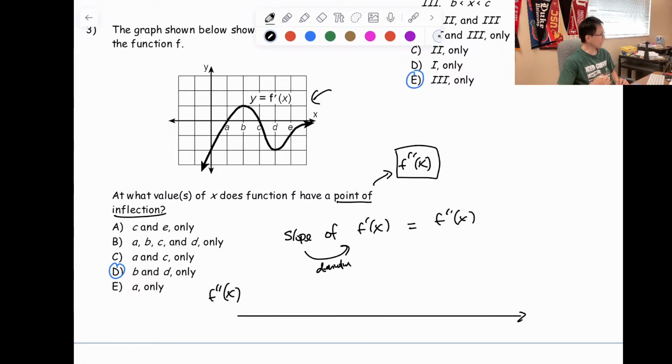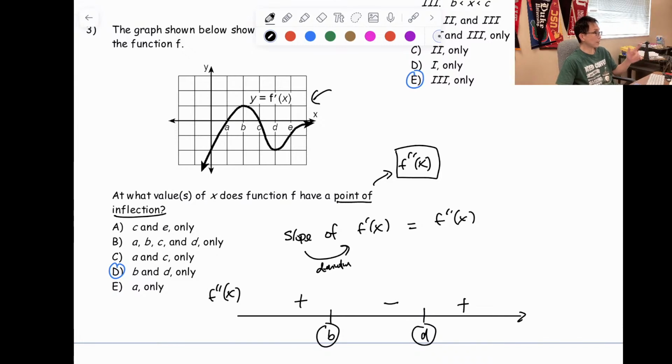And I'm basically looking at the slope of f prime. So before b, it's going to be positive. Is that okay? And after b to d, it's going to be negative. From d to e, it's going to be positive. So therefore, inflection points are b and d, because I'm looking at the slope of f prime. Did everybody understand that or no?